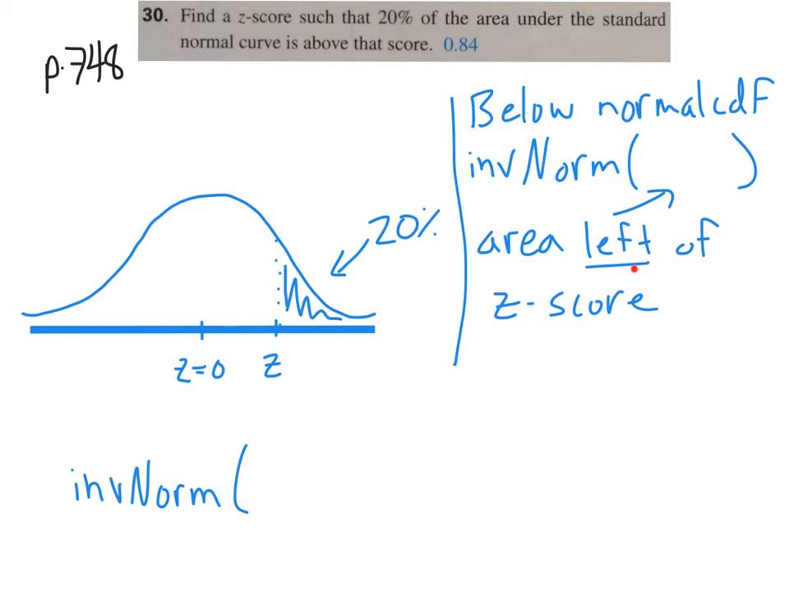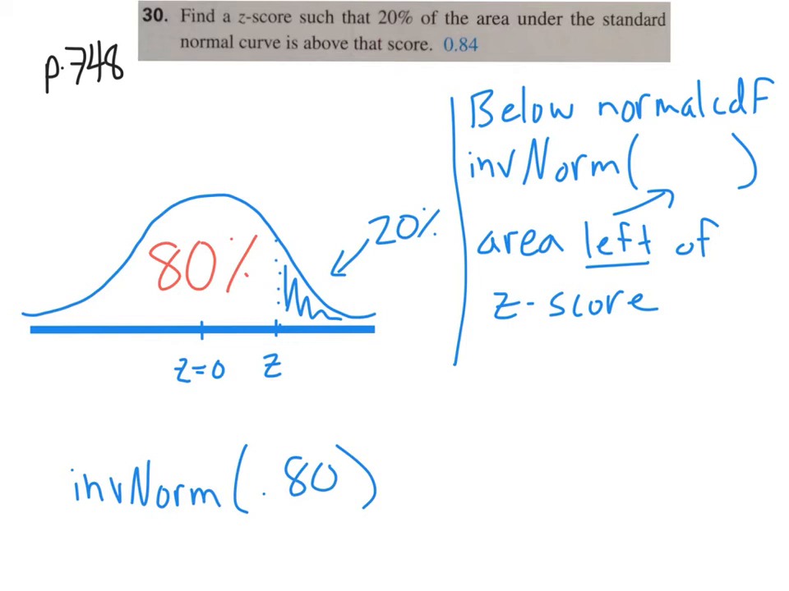So this is pretty specific. Make sure it's area to the left, because look at this picture here. The area to the left of the z-score we're after would be all the area down here, right? Well, that area is 80%. So if we want that z-score, we're actually going to have to plug in 80% in our invNorm. Technically, you never plug in percents, you plug in a decimal. So down here, in invNorm, we're going to plug in 0.80.